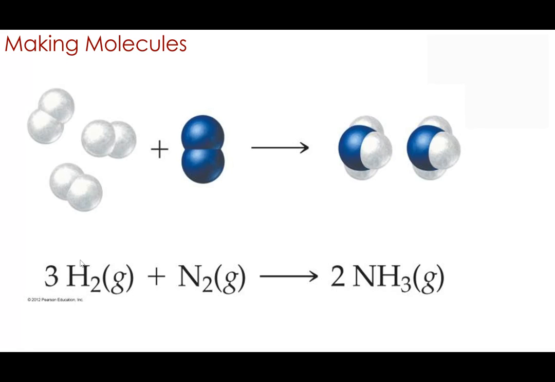Our recipe is 3 molecules of hydrogen, 1 molecule of nitrogen, and I get 2 pancakes, or 2 molecules of ammonia out the other side. Okay.